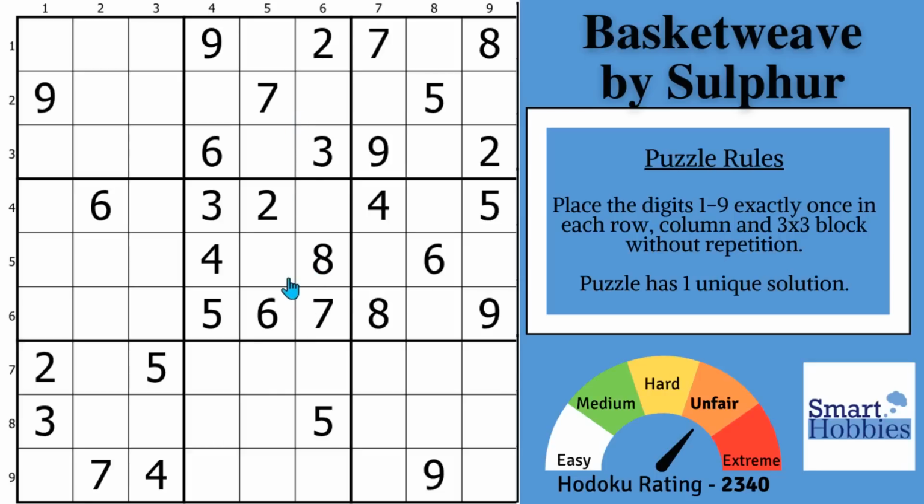Start by looking for digit restrictions from 1 to 9. You might notice with the ones, there are no given ones, but they can only be in these two places in block 5, along with the 9. So that's a 1-9 naked pair.